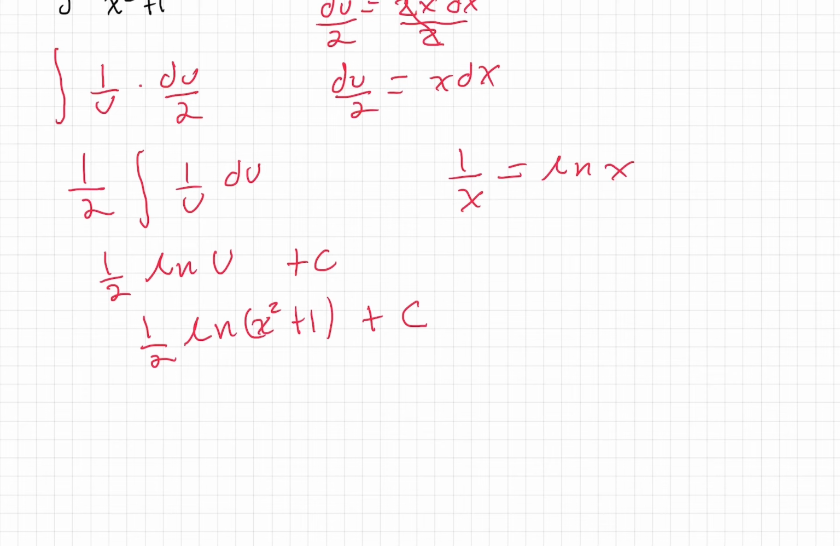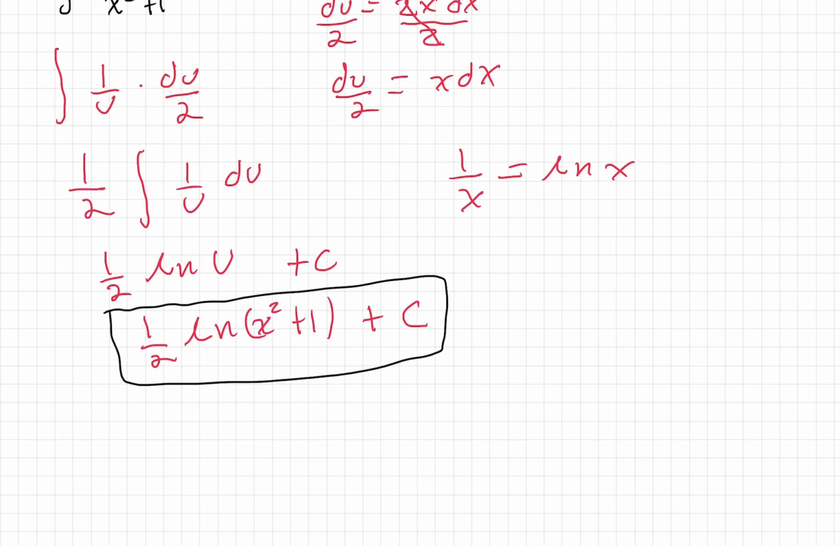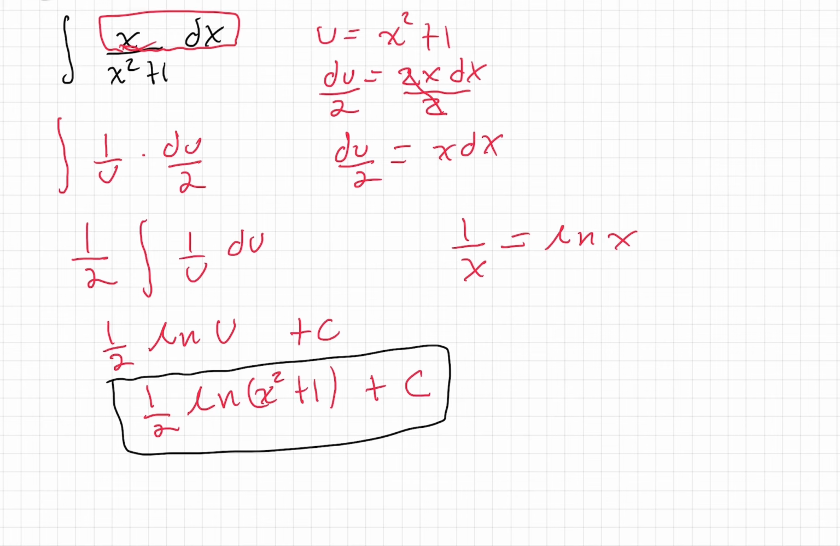So this will be it. Real quick, the first thing you need to do is identify which one is your u, and that's usually the highest exponent. Once you identify it, then you take the derivative and simplify.